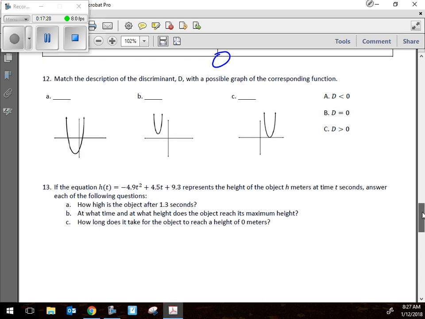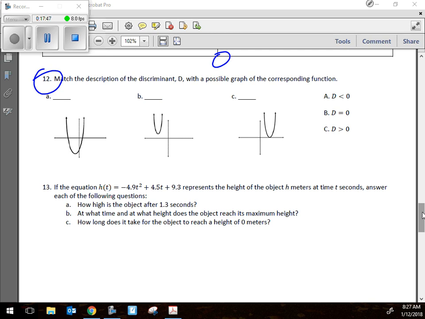I think this one's worth doing, number 12. It'll make you think about the discriminant in a different way, kind of backwards. Instead of saying, here's the thing, tell me the discriminant, it's more like, here's what the picture looks like. Which discriminant must it be? Kind of like it goes backwards.